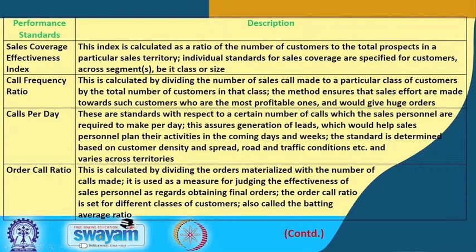The next performance standard is the sales coverage effectiveness index, which is calculated as a ratio of the number of customers to total prospects in a particular sales territory, and individual standards for sales coverage are specified for customers across segments, and these customers will vary across size, across class. Then we have the call frequency ratio, which is calculated by dividing the number of sales calls made to a particular class of customers by the total number of customers in that class. So the method ensures that the sales efforts are being made towards such customers who are the more profitable ones and the more probable ones to give huge orders.